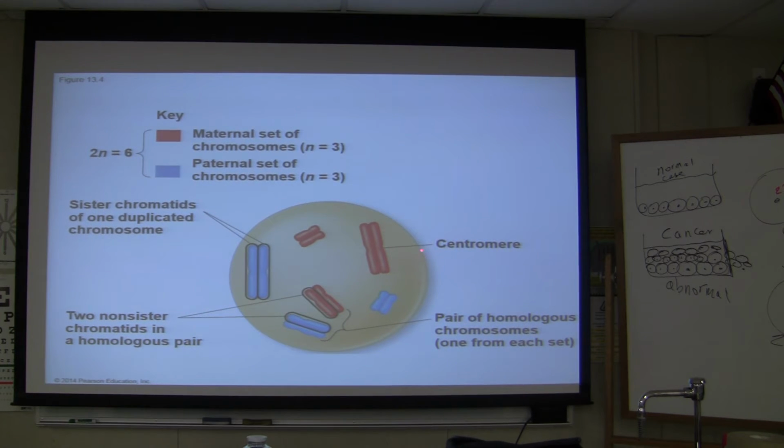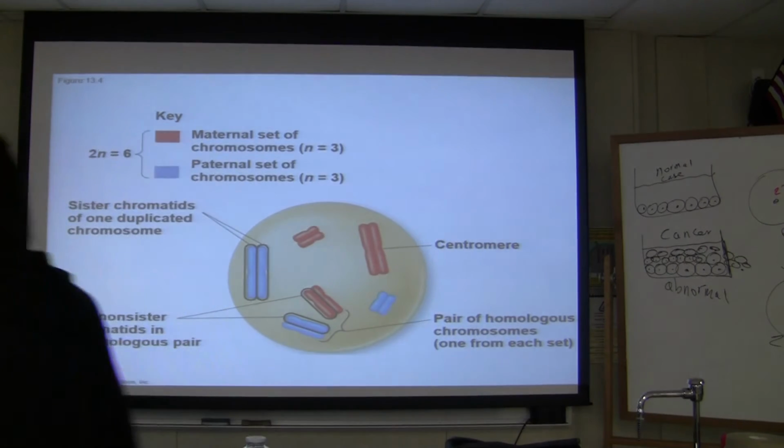Okay? So the centromeres are already duplicated. They are connected together at the centromere, a pair of homologous chromosomes, one from each set. Two non-sister chromatids. These two are non-sister chromatids of homologous pairs. Sister chromatids. This is a very nice slide. It will put everything in perspective for you guys.